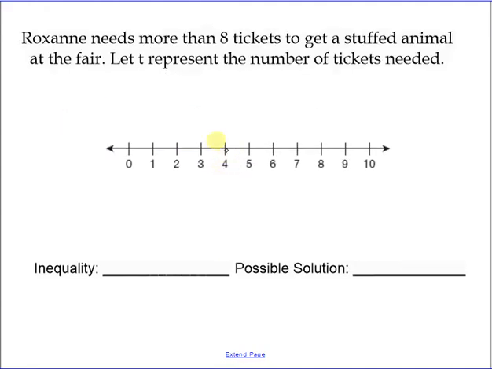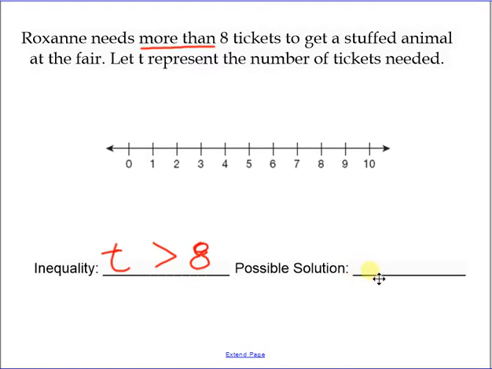All right, let's try another example. Roxanne needs more than 8 tickets to get a stuffed animal at the fair. Let T represent the number of tickets needed. So underline our key words. She needs more than 8 tickets. All right, T is our letter, and I always like to have the T with a little tail so that it doesn't look like a plus sign, and our number is 8. Now, we need to determine what our sign is going to be. So our key word is more than, and so that's going to tell us greater than, okay? So she needs more than 8 tickets.